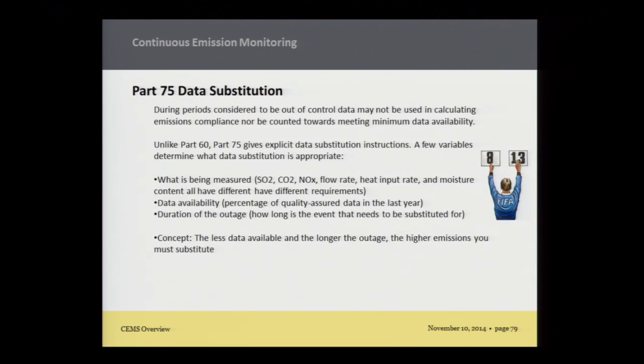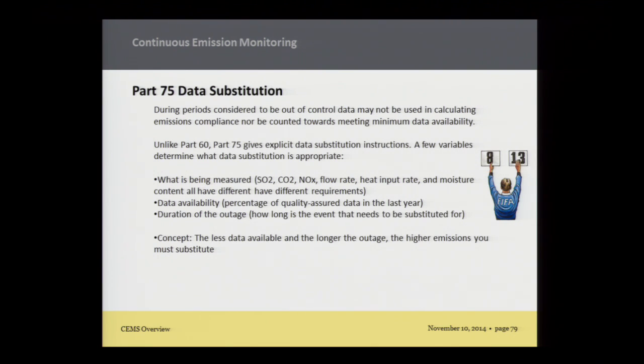So Part 75, during periods considered to be out of control, data may not be used in calculating emission compliance nor be counted towards meeting minimum data availability. Anyway, unlike Part 60, Part 75 gives explicit data substitution instructions.